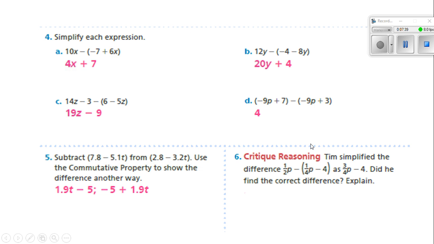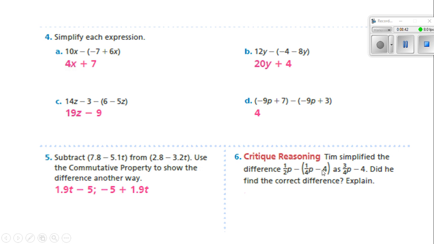All right, number 6 says Tim simplified the difference 1.5p minus 1/4 p minus, multiplying the negative to get 1/4p minus 4 as 3/4 p minus 4. He simplified the difference of this as this. Did he find the correct difference? Remember, he simplified the difference, which means he took this and applied it to here. This would be negative 1/4 p. And they have the same variable, so I have to combine them. But remember, the only way I can add or subtract things is with the same denominator. So I'm going to have to multiply 1/2 by 2/2, so my denominator will be 4. And this will make this 2/4p minus 1/4p. That's going to give us 1/4p.